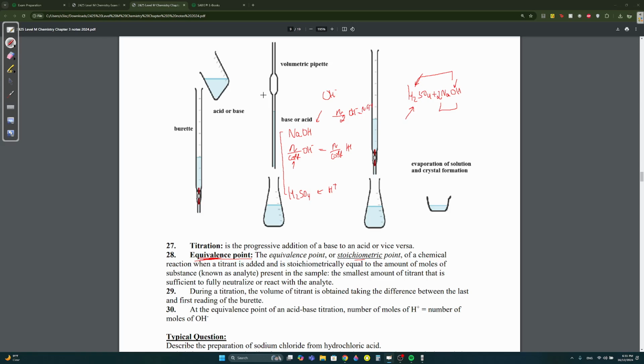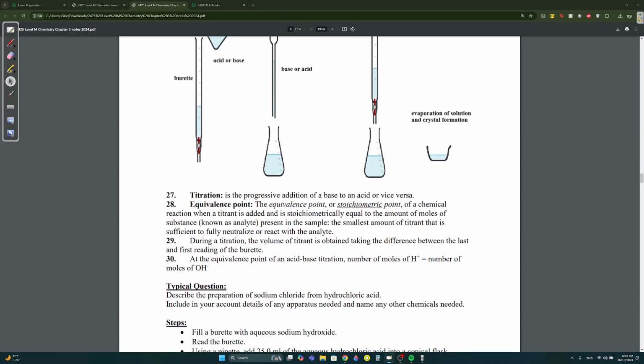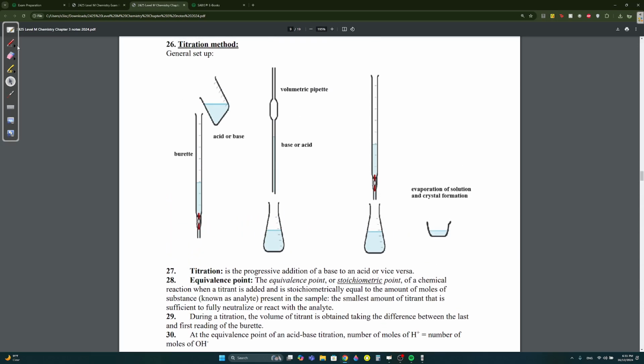It will make sense as we solve questions, but just know that at the equivalence point, from the word equivalence, you're adding a base OH minus to an acid H plus. So since it's equivalence, the ratio is equal to the ratio. During a titration, the volume of the titrant is obtained by taking the difference between the last and first reading of the burette. This is a burette. I was using the wrong diagram, I should be using this.